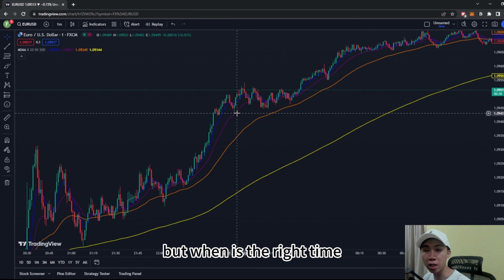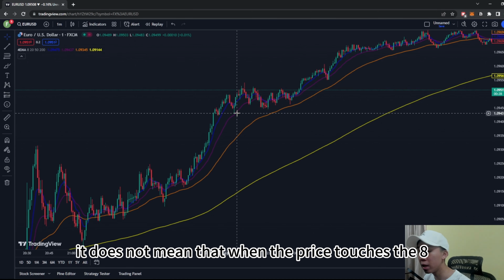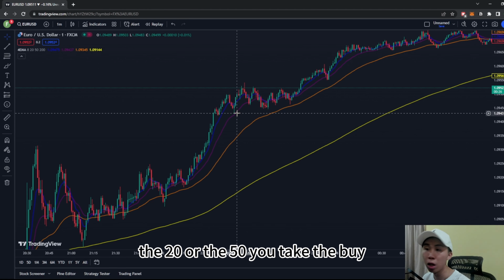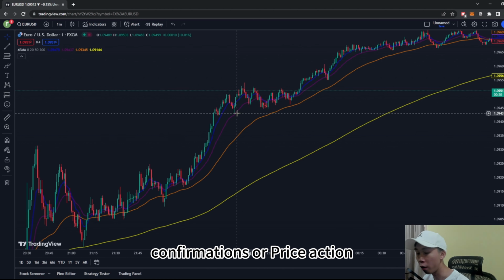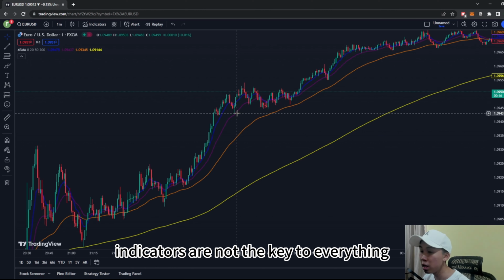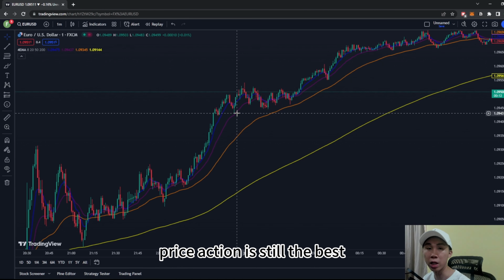But when is the right time? It does not mean that when the price touches the 8, the 20 or the 50, you take the buy. This is when you need to learn candlestick confirmations or price action. Remember this, indicators are not the key to everything. Price action is still the best.